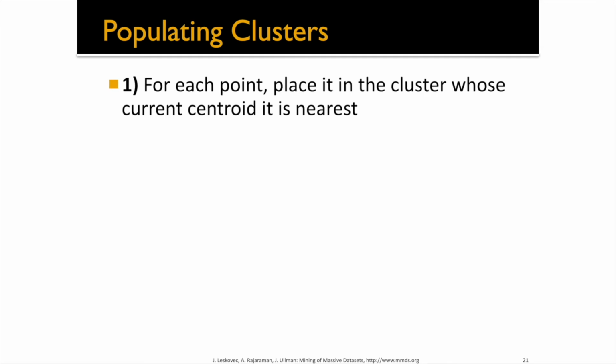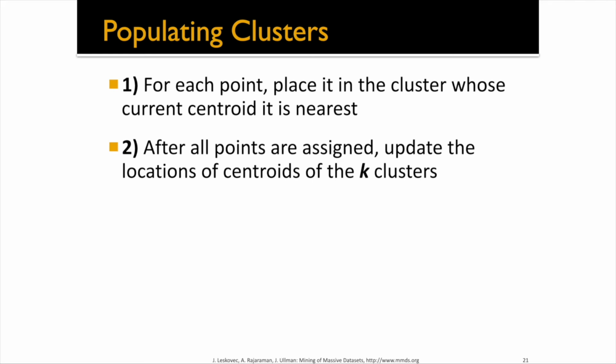When we talk about populating these clusters, what we do is for every point in our data, we place that point in the cluster whose centroid is closest to that point. This may be a very intuitive approach where you just look at the different clusters you have, take the next data point you want to look at, and say, of the different clusters, which cluster is this point closest to, and we'll assign that point to that cluster.